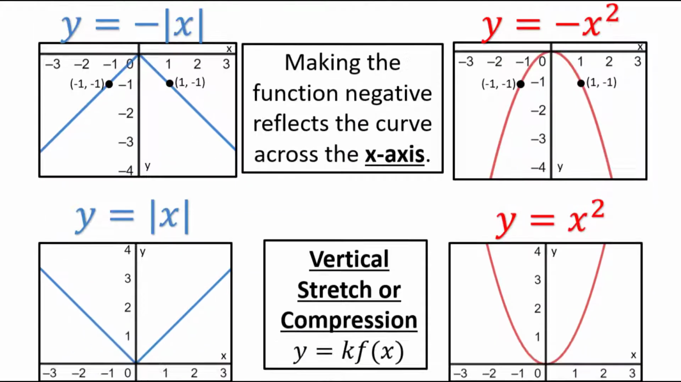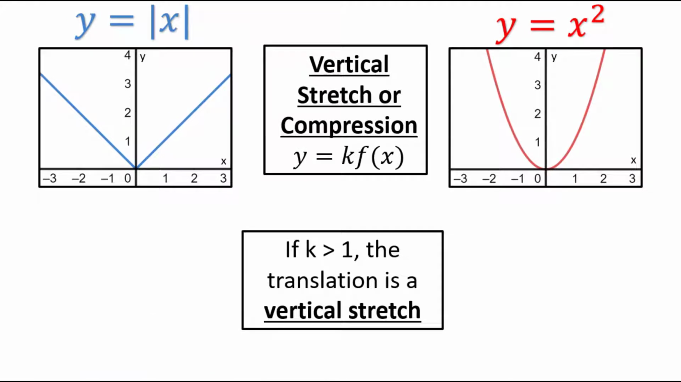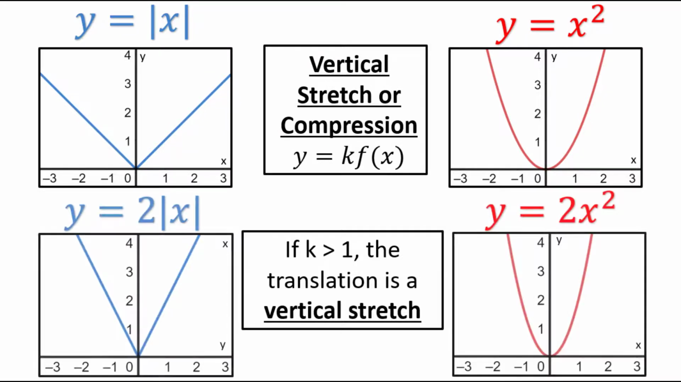We can also have a vertical stretch or compression, and that happens when we have a coefficient on our x term. For example, if we have a coefficient of 2, that means all of our y values should be multiplied by 2. We no longer have the key points -1, 1 and 1, 1 on our graph. Now we have -1, 2 and 1, 2, which stretches the graph vertically.